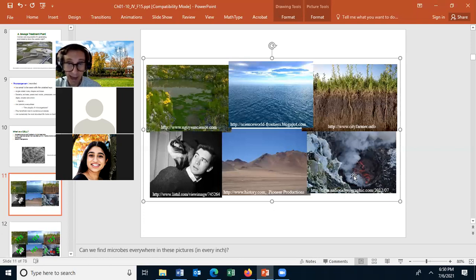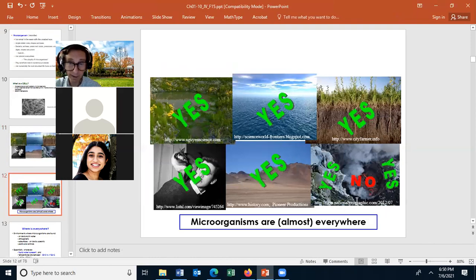This red stuff is lava, and that's way too hot for a microorganism to survive. And so if a microorganism were to fall on the lava, it would die, it would be killed. Okay? So everywhere in this picture, we have microorganisms, and everywhere on the planet, in every inch, except in the lava. All right?